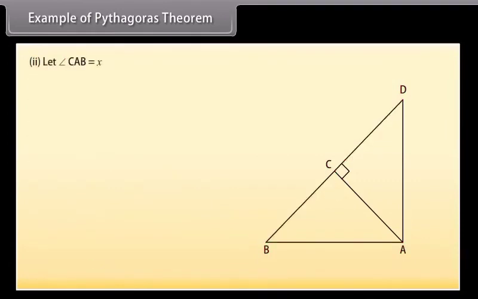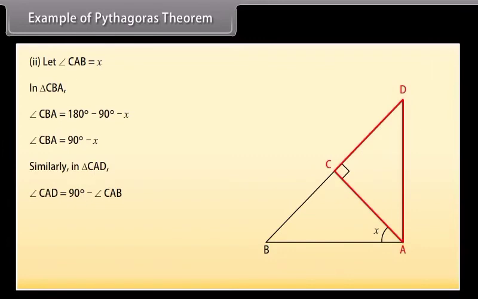2. Let angle CAB equal x. In triangle CBA, angle CBA is 180 minus 90 degrees minus x, which is equal to 90 degrees minus x. Similarly, angle CAD is 90 degrees minus angle CAB, which is 90 degrees minus x. Angle CDA is 180 degrees minus 90 degrees minus (90 degrees minus x), which is equal to x.